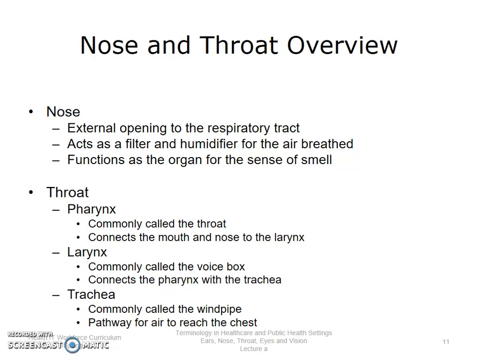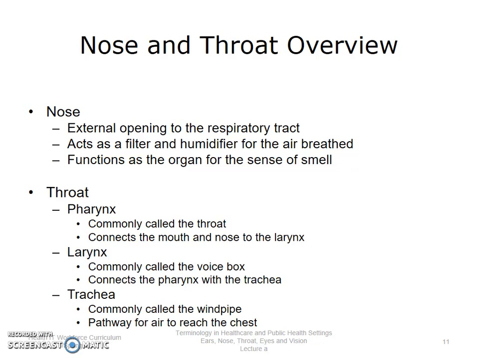Pardon me. Now let's move on to the anatomy of the nose and throat. The nose is the external opening to the respiratory tract that acts as a filter and humidifier for the air you breathe. It removes dust, germs, and irritants. It warms and moistens the air to keep your lungs and breathing tubes from drying out. Your nose also contains the nerve cells that help your sense of smell.